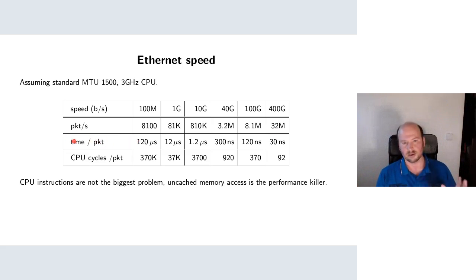Second line is the time we have for processing one packet. 120 microseconds is quite a lot. 30 nanoseconds, not so much. And last line is this time per packet we would have if we did actually process each packet separately, translated into CPU cycles for this standard, say, 3 gigahertz CPU, which means for 100 megabit Ethernet, it was 370,000 cycles, which is quite a lot. For 400 gigabit, it would be 92 cycles. If you have some idea how the CPU works, you can imagine what can one achieve in 92 CPU cycles.